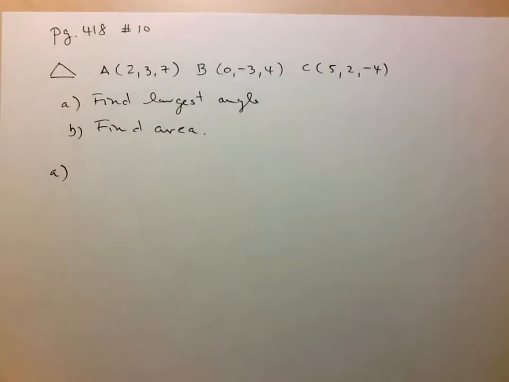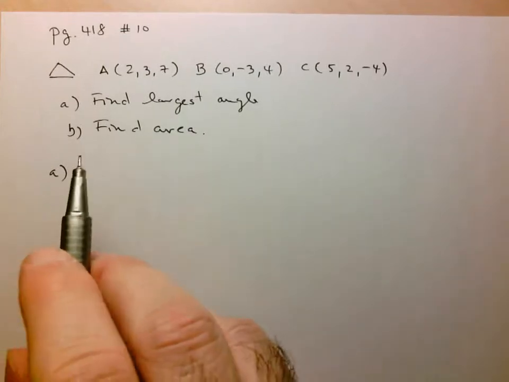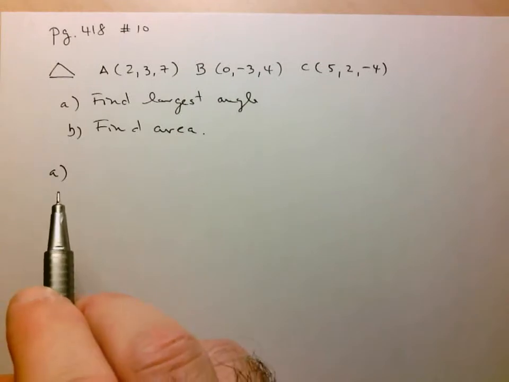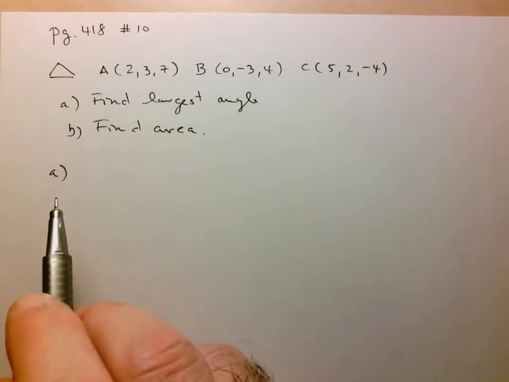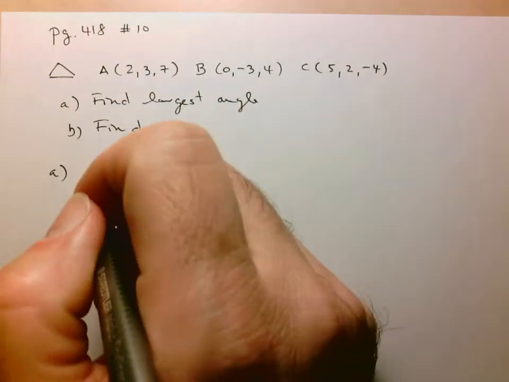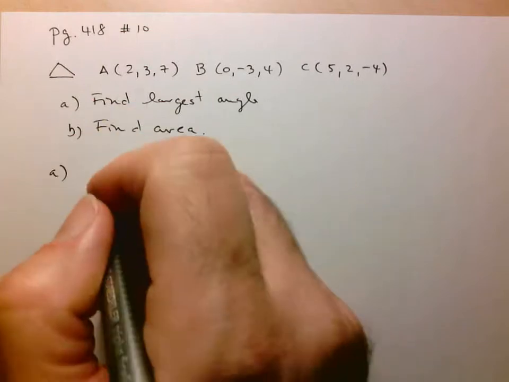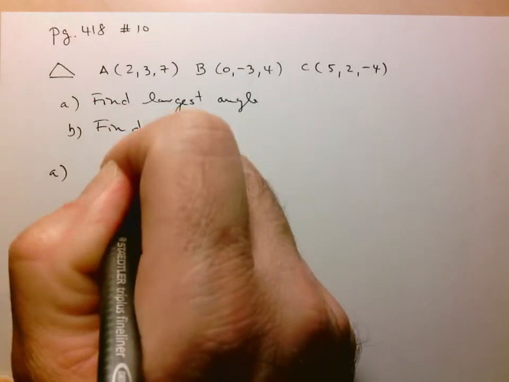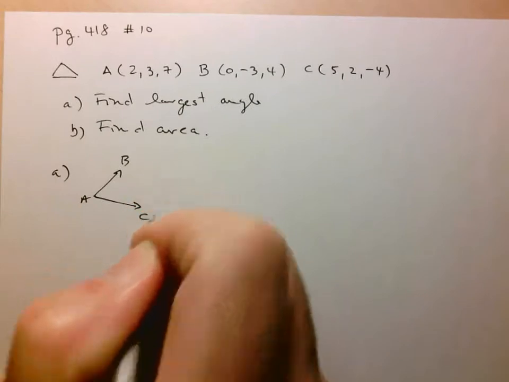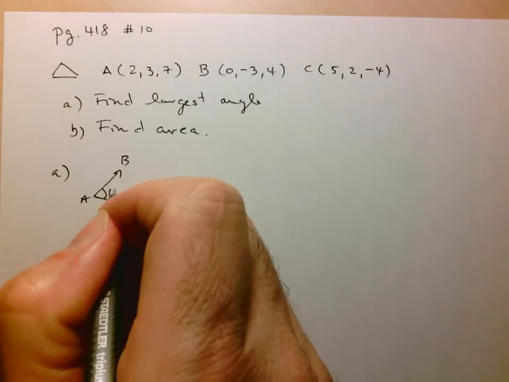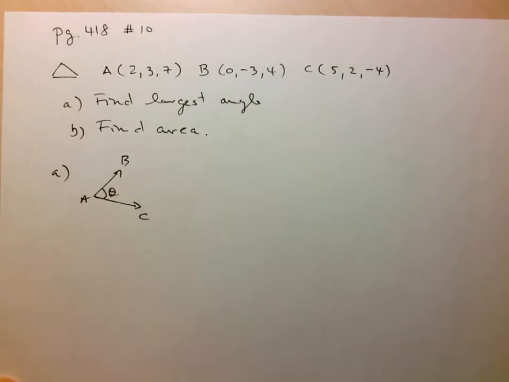Now here, since we're given information in algebraic form, it makes sense to determine the angles using the dot product. So first thing I have to do is set up my vectors. Notice I have to put them tail to tail. So what I'll do is I'll put AB and AC. I'll draw them like that, which determines my triangle. So I'll look for this angle theta first.